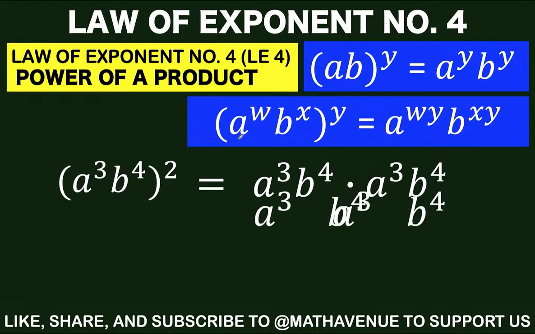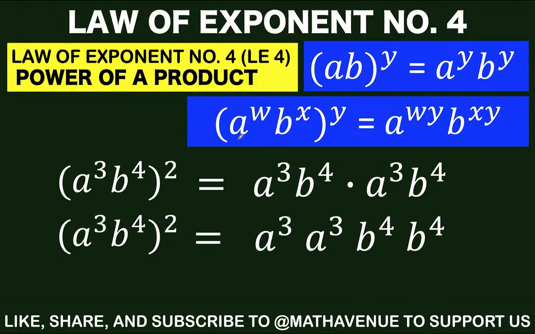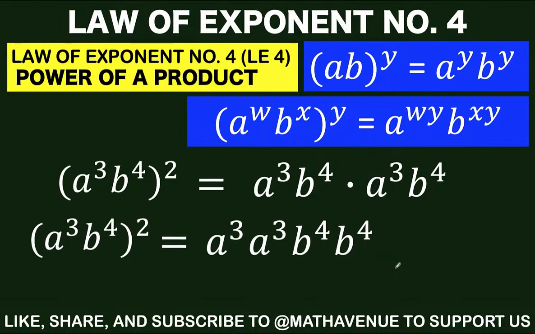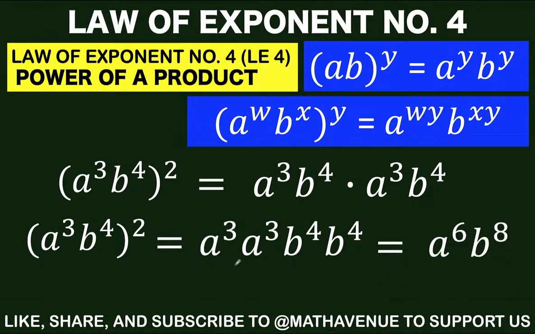Gather all together those factors with variable a and those factors with variable b, and then apply law of exponent number 1, copy the common base, and add their exponents. So this part here becomes a to the 6th. This part here becomes b to the 8th. We are adding the exponent 3 plus 3 to get 6, 4 plus 4 to get 8.